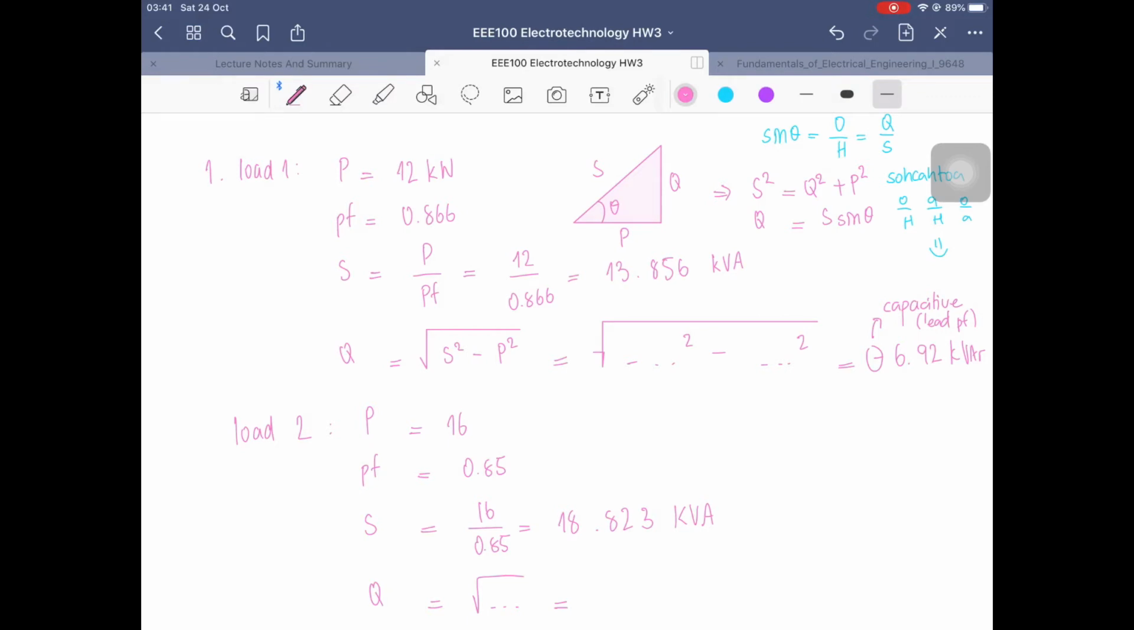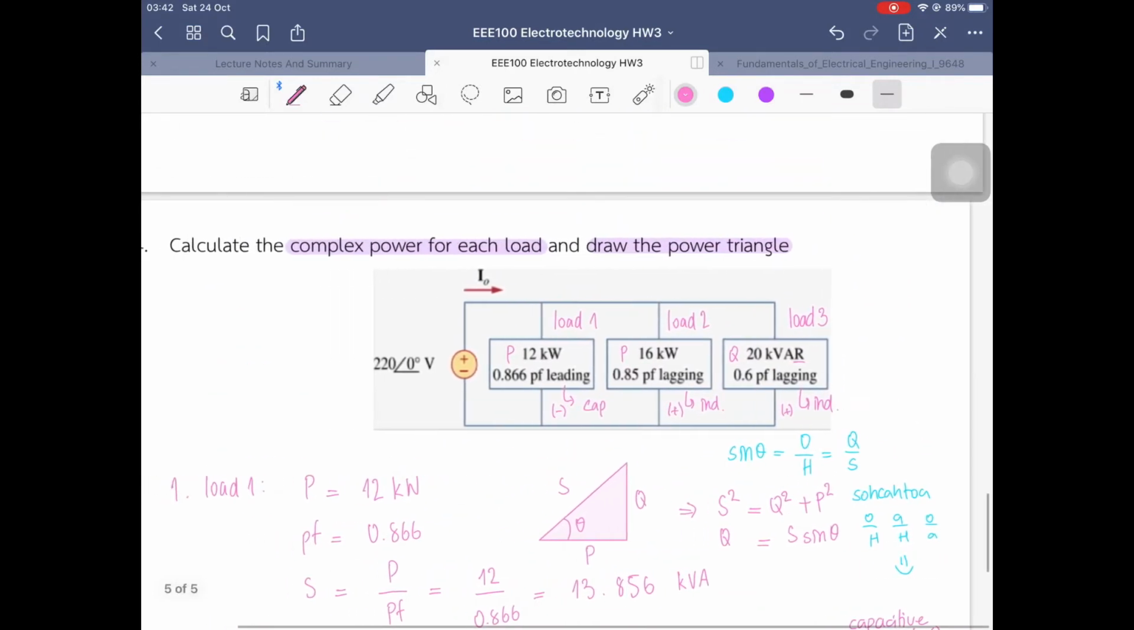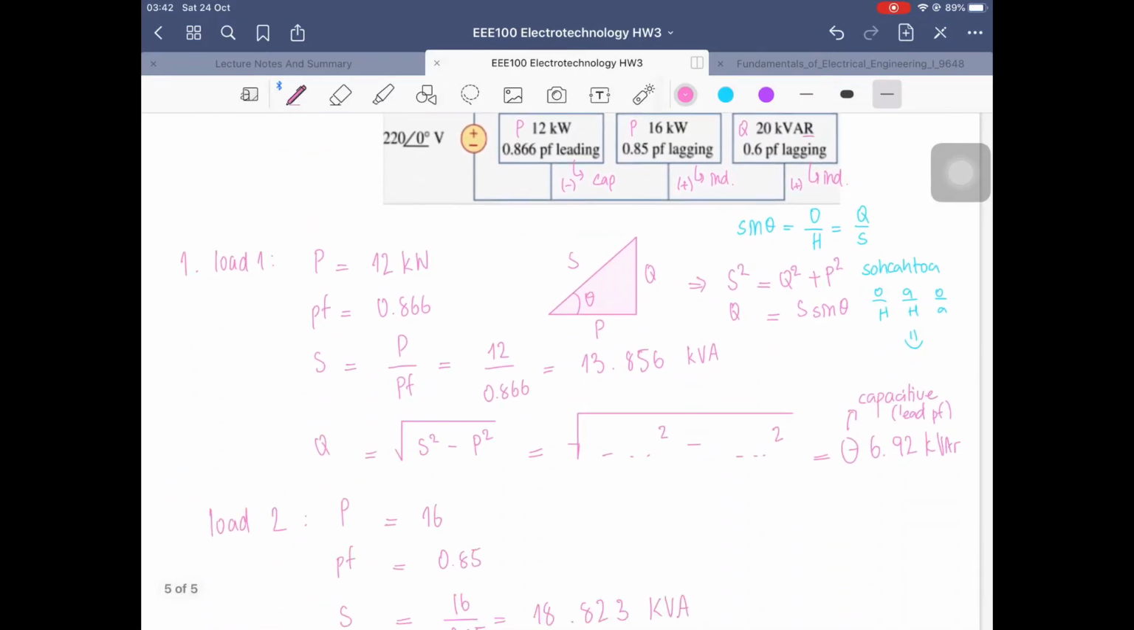And so we have S, which is the apparent power, 16 over 0.85. You know where it comes from, P over PF, and the unit is kVA. Then we find the Q as normal. And here we have plus because it is an inductive load, because it is lagging. Lagging means inductive. Inductive means positive. Positive means plus sign. Yes.